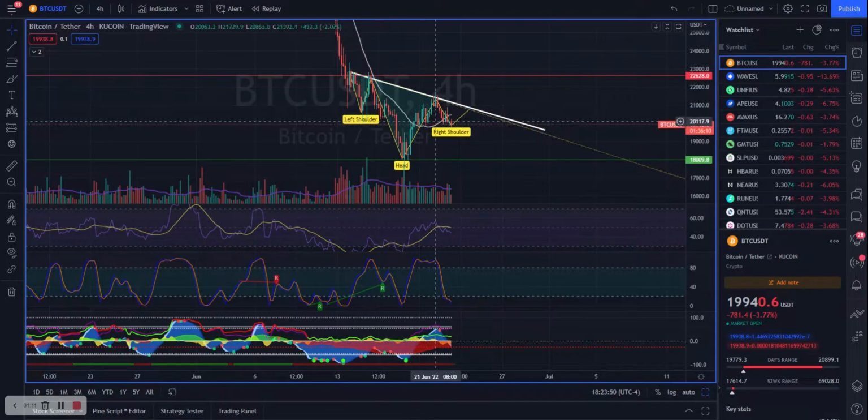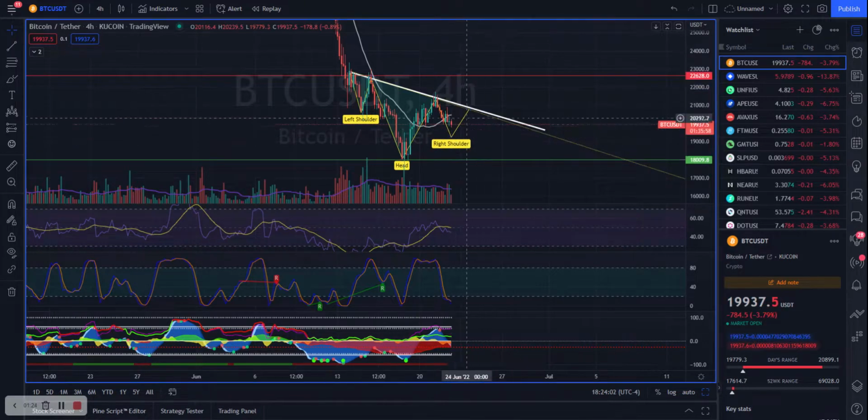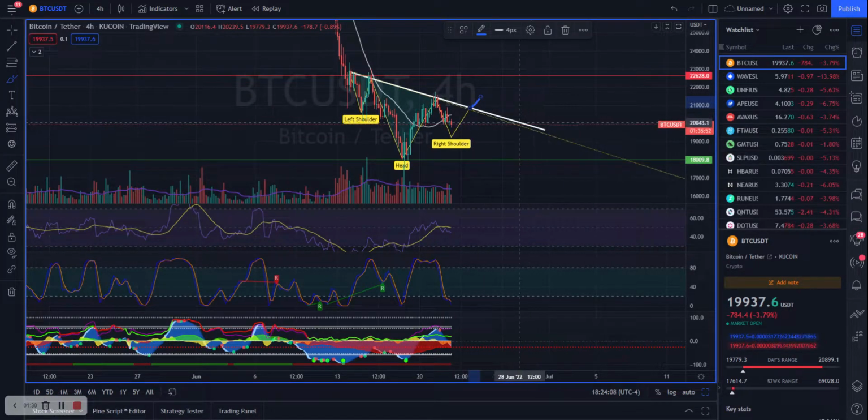To confirm this pattern right here, this right shoulder could go all the way down here, but once it passes the head, it invalidates this head and shoulders pattern. So anywhere from here to here, down to this 18,000 would still validate this head and shoulders pattern. And then once price breaks above this neckline, we are considered bullish.